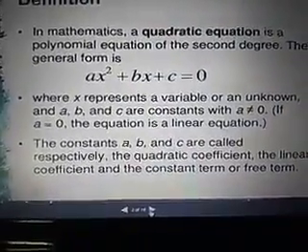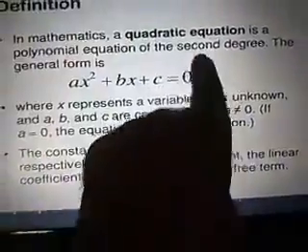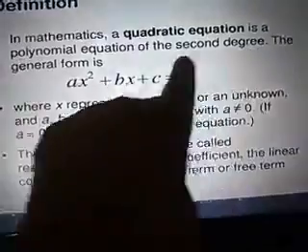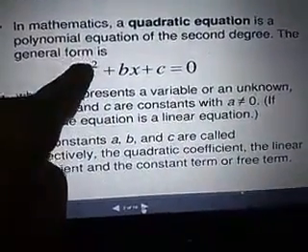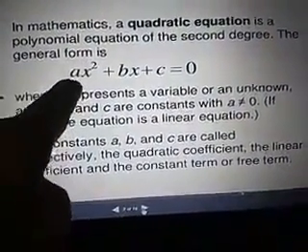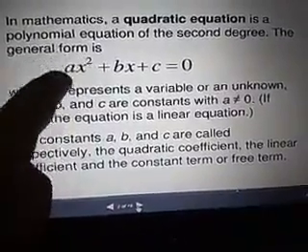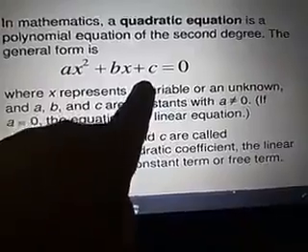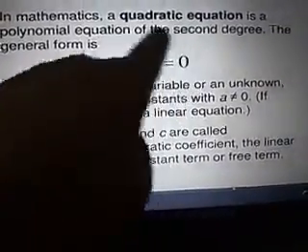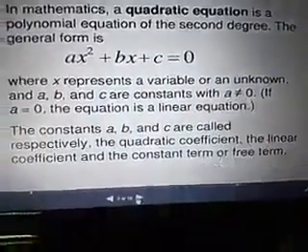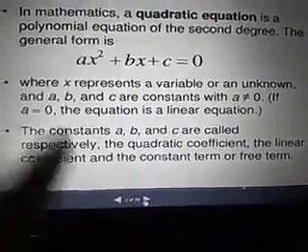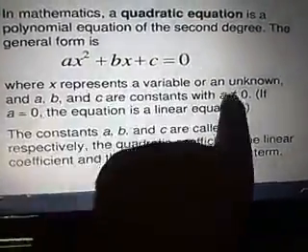Quadratic equation is an equation which is having degree 2. Obviously the highest power should be 2, but if this one becomes 0, then this whole term will be reduced to 0. Bx plus c will be equal to 0. Then that's a linear equation. This is the important condition for ax square plus bx plus c is equal to 0: a should not be equal to 0.